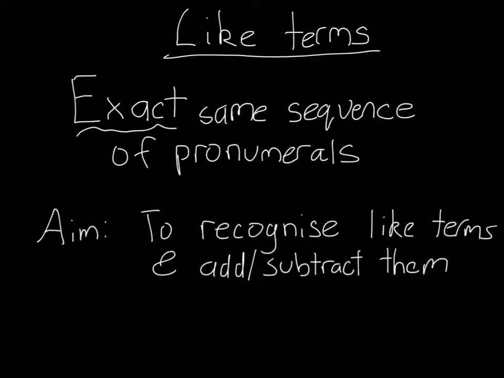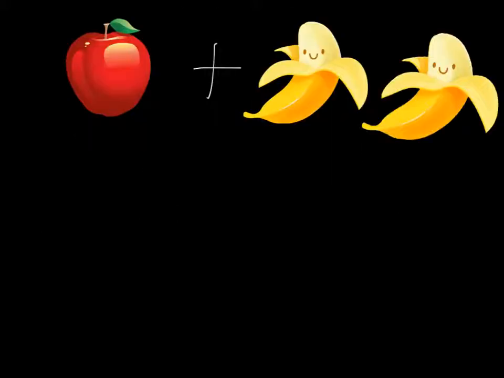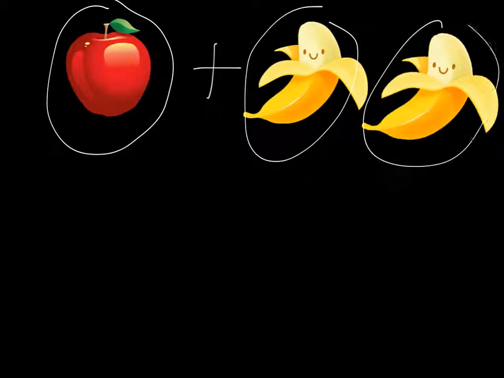So like terms are terms, so we know what a term is, that have the exact same sequence of pronumerals. So I'm going to illustrate this with some nice fruit now. So let's say for lunch today, I have an apple and 2 bananas. Now remember though, I can represent an unknown number with anything I want. So, even though I'm having this apple for lunch, perhaps it represents an unknown number. These 2 bananas, they represent different unknown numbers, okay?